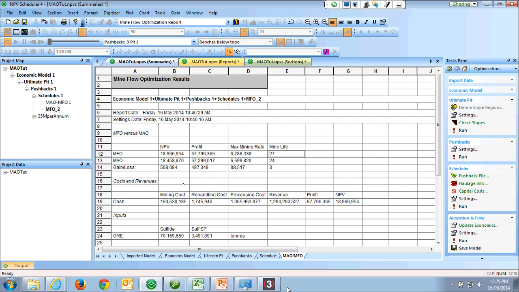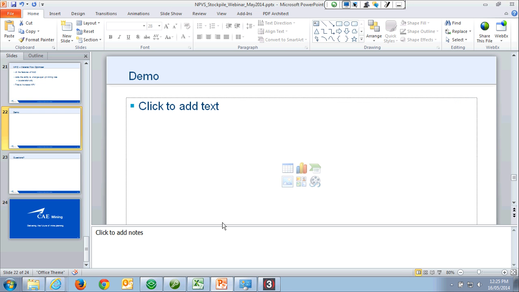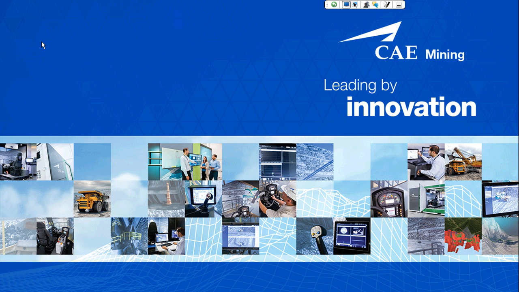Now I guess if there are any questions, Eloise? Thank you very much for that, Lee. So we have one question here, which is: is MAO just bringing forward higher grade, or does it also include a blending component?